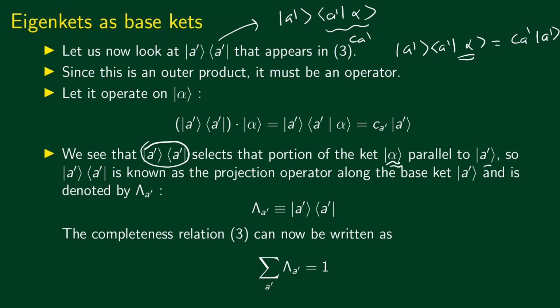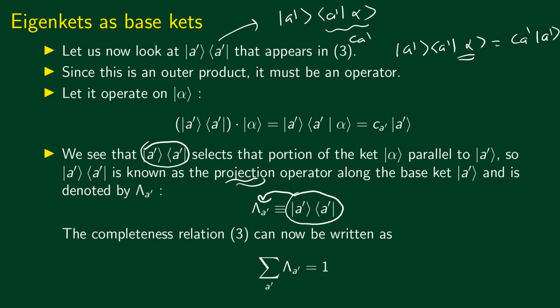So for this reason, this ket A prime bra A prime is called the projection operator. Okay, this is called the projection operator along the base ket A prime. All right, now we'll give it a special notation. We'll denote this as capital lambda A prime. So we denote this particular operator as capital lambda A prime.